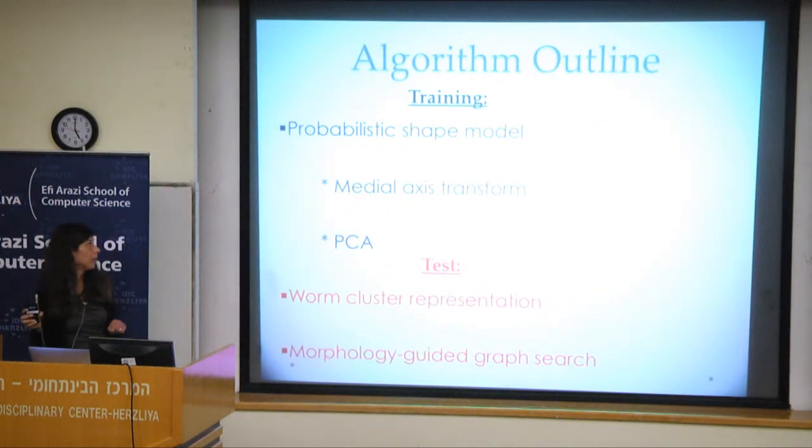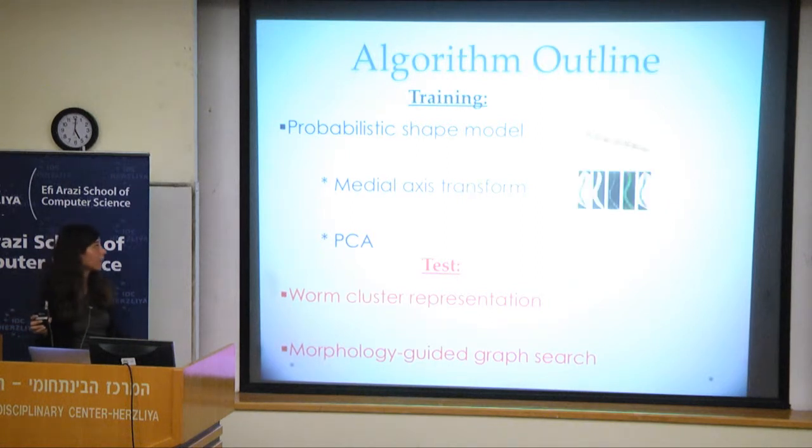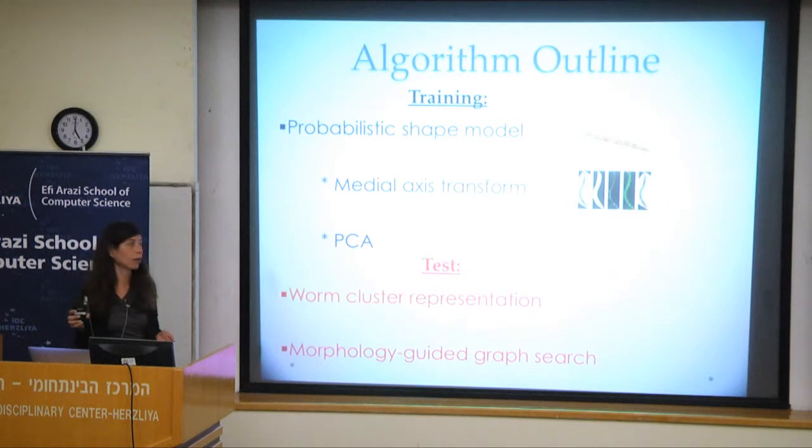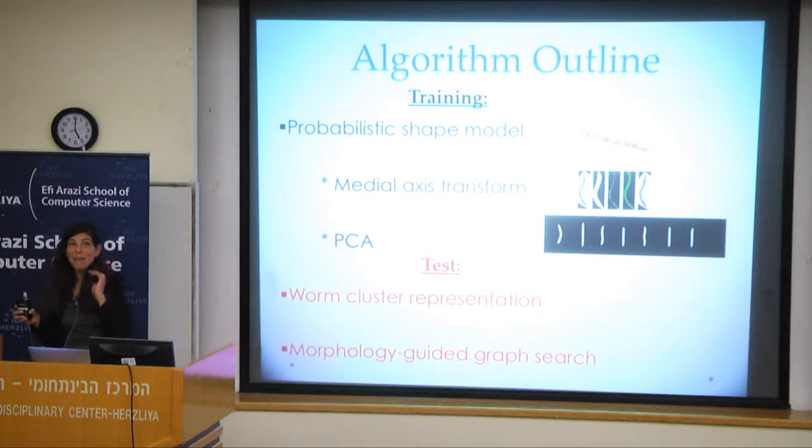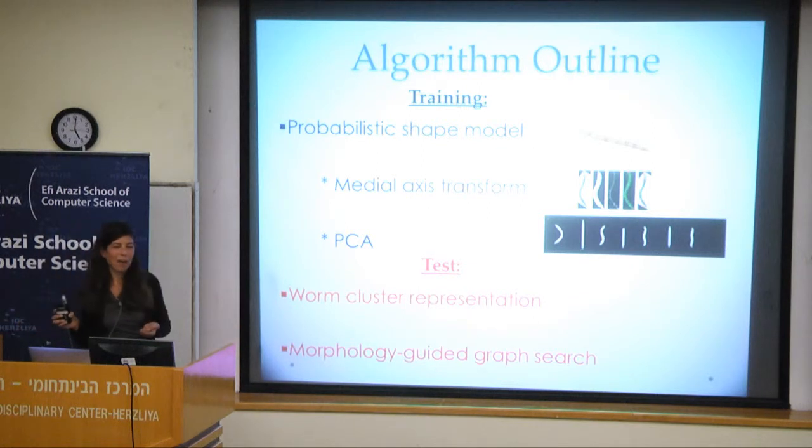What do we do to handle it? We proposed a two-step algorithm that contains training and a test. In the training, we use a probabilistic shape model. We use the medial axis transform in order to extract the worm skeleton. Having a worm skeleton, we can use PCA and extract what we call Eigenworms. Having Eigenworms, we can use them in order to define a worm likelihood model.